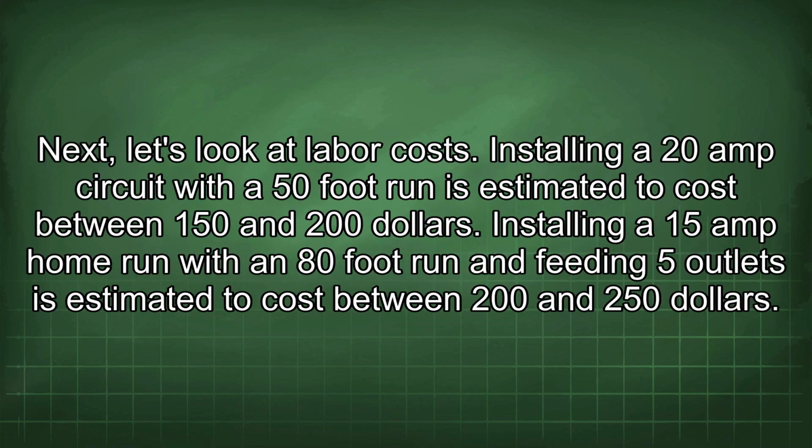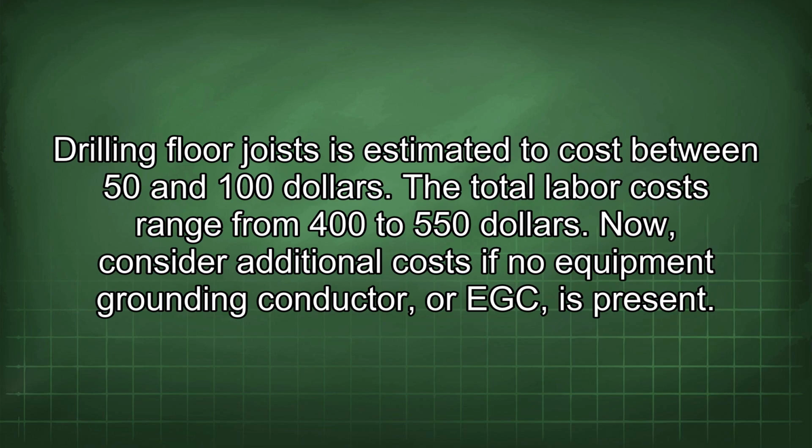Next, let's look at labor costs. Installing a 20 amp circuit with a 50-foot run is estimated to cost between $150 and $200. Installing a 15 amp home run with an 80-foot run and feeding 5 outlets is estimated to cost between $200 and $250. Drilling floor joist is estimated to cost between $50 and $100. The total labor costs range from $400 to $550.